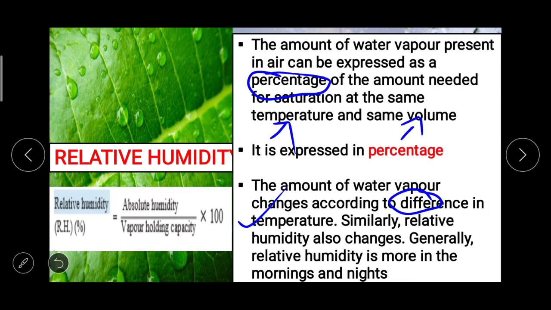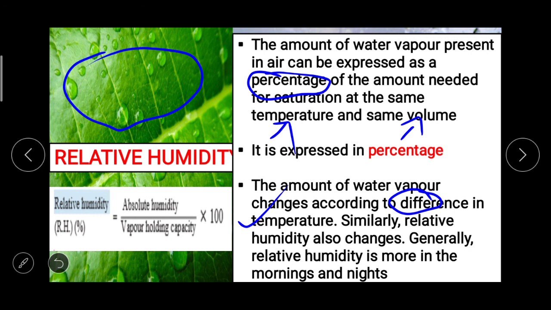Generally relative humidity is more in the morning and nights. अगर आप मॉर्निंग में कहीं घूमने जाओगे तो आपको वहाँ पर कोई पेड़ रहेगा या फिर घर में पौधे हैं तो उसके पत्तों पे हमें बारीक बारीक ये ड्यू पॉइंट्स जो है वो दिखते हैं. That is what is nothing but the humidity.